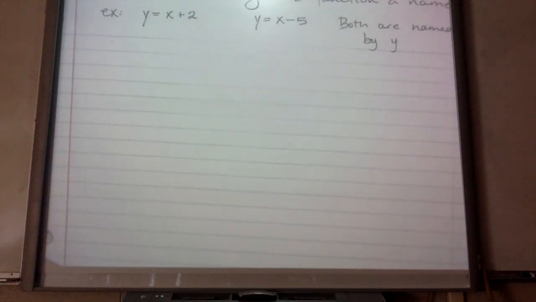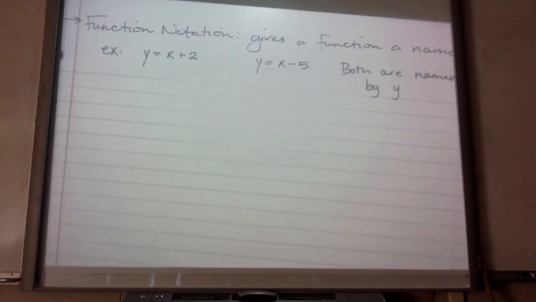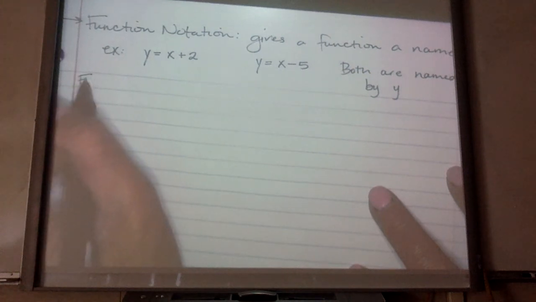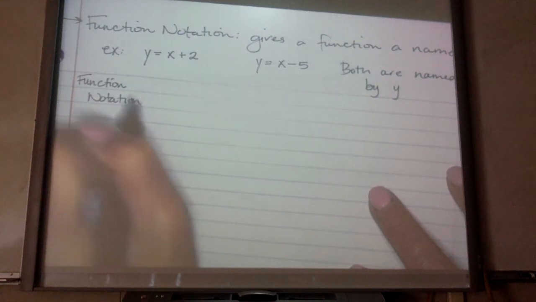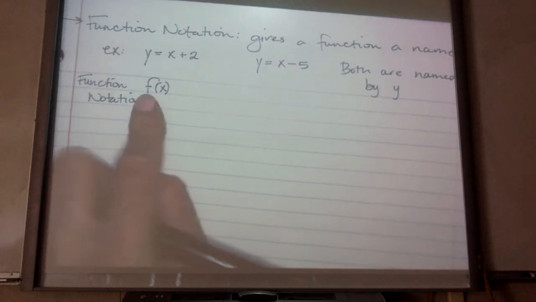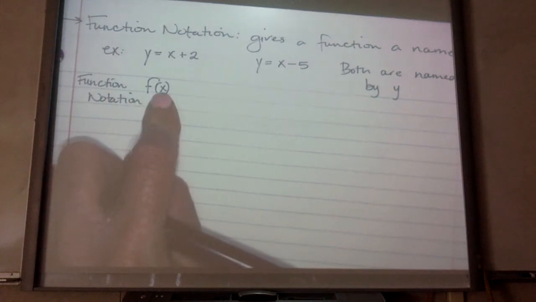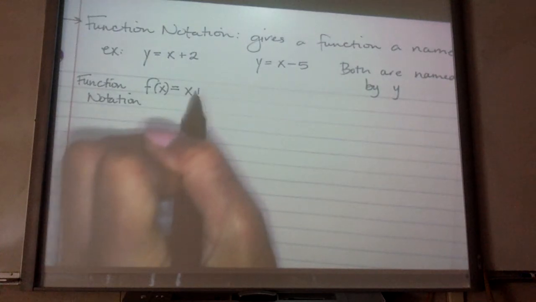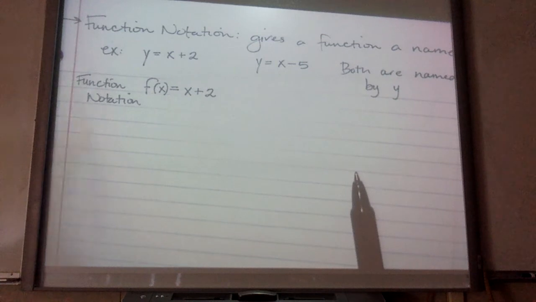So if I said, hey, plug 4 into the function of y, you'd be like, well, which one? So function notation gives each one a unique name. Instead, function notation would look like this: f of x. It's just telling you your input. So this is f, that's the name, the function of f. My input is x. f of x equals x plus 2.